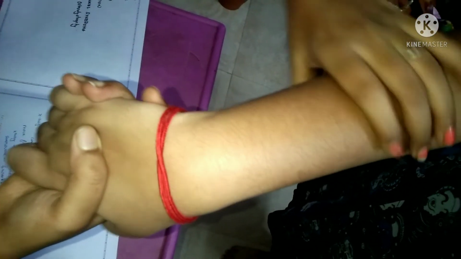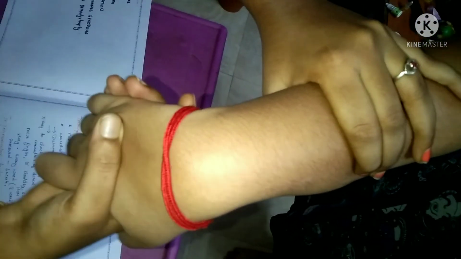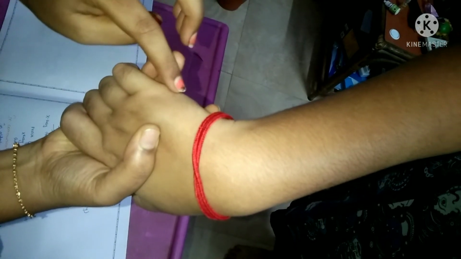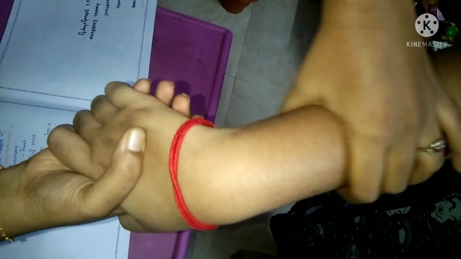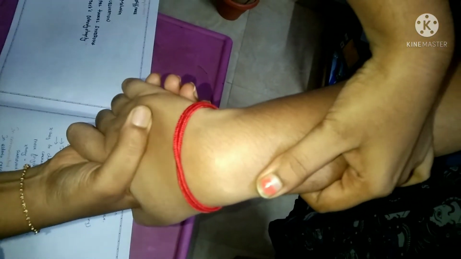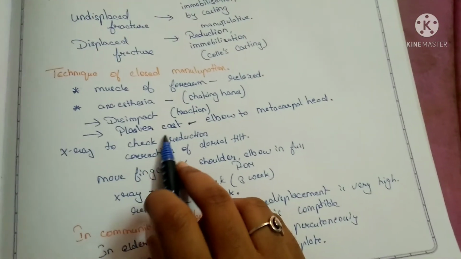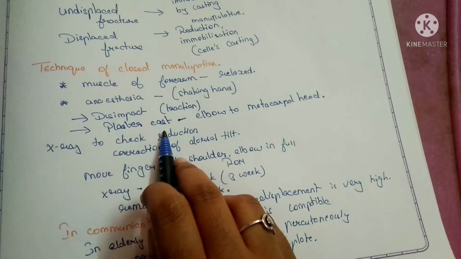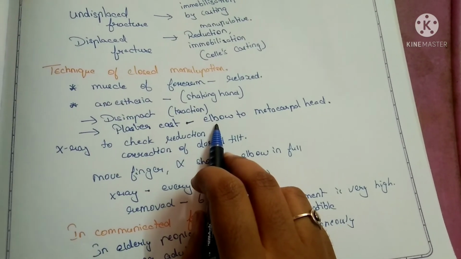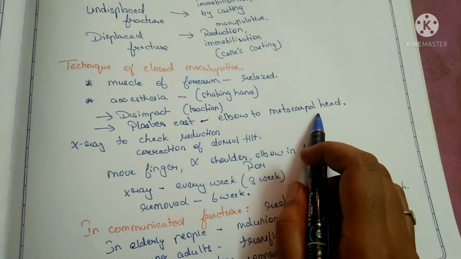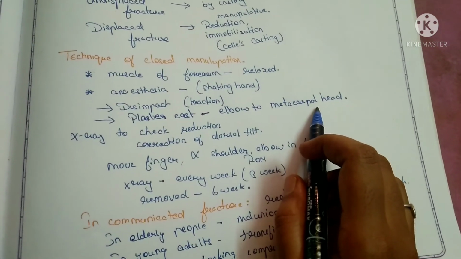The surgeon will press for a palmar flexion and an ulnar deviation. The thumb of his other hand will be pressing, and the wrist is drawn into palmar flexion and ulnar deviation for the dorsal tilt to be corrected. So the plaster cast is given below the elbow to the metacarpal heads, and it has to be in the same position of palmar flexion and ulnar deviation.